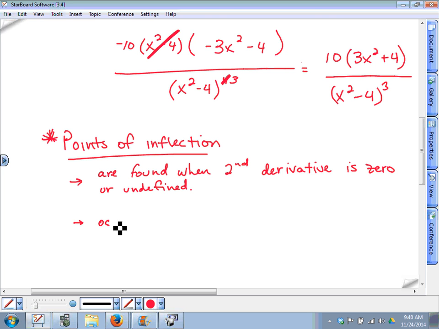They occur when the graph changes concavity. That's when you have a point of inflection. When the graph switches from concave up to concave down, that's a point of inflection.